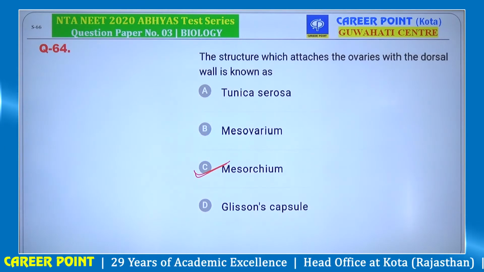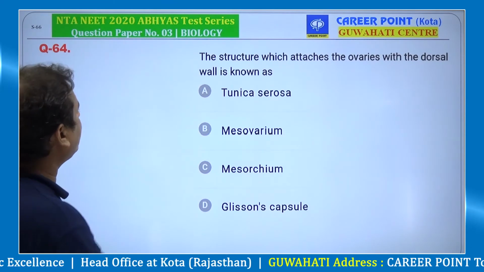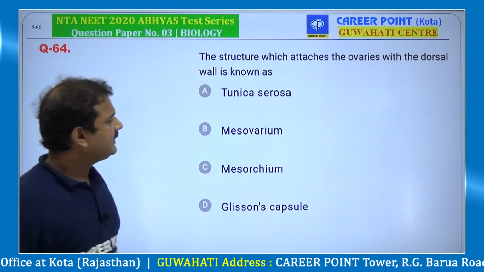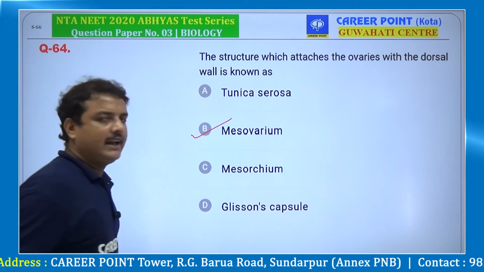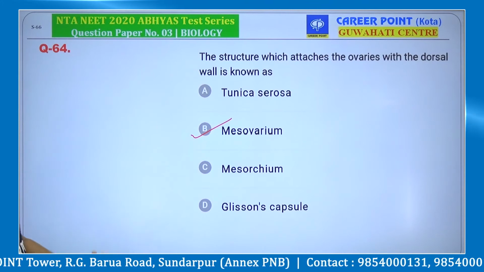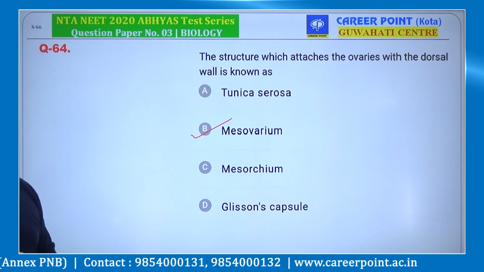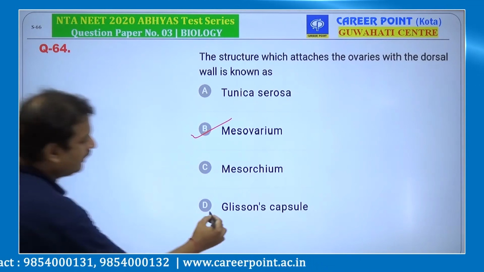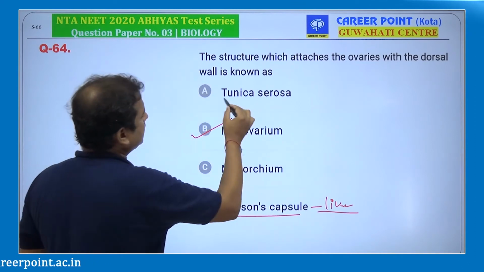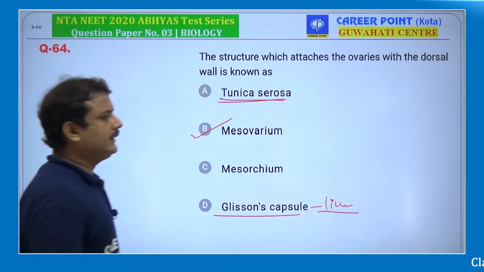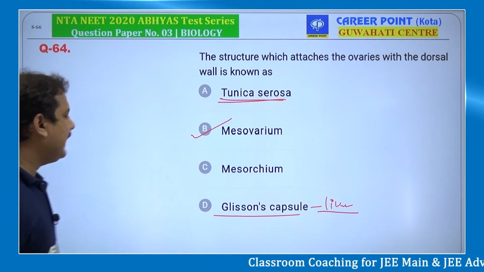Next question. The structure which attaches the ovaries with the dorsal wall is known as mesovarium. Mesovarium is the structure through which the ovaries are attached to the dorsal wall of the body. Next question, as you know Glisson's capsule is related to the liver. So this is related to the tunica serosa, in the epithelial tissue. Fine, so here the answer is B.